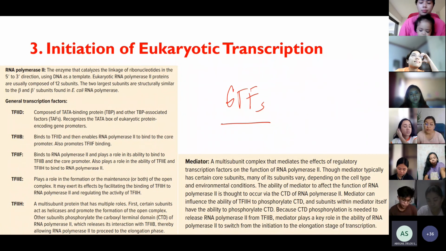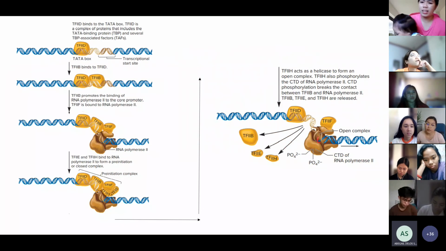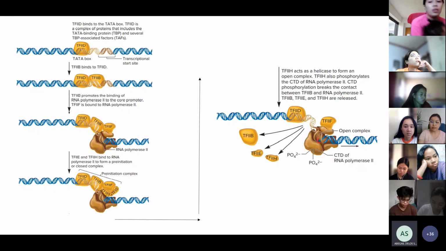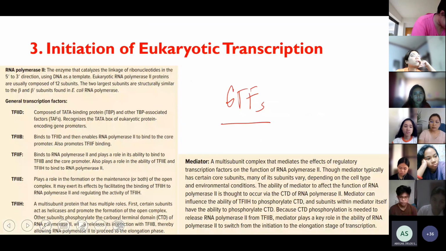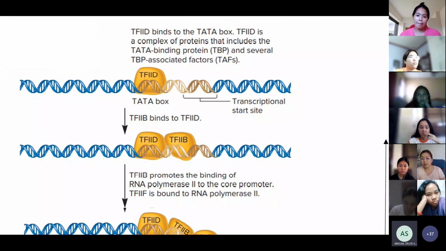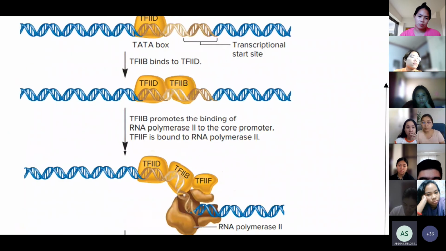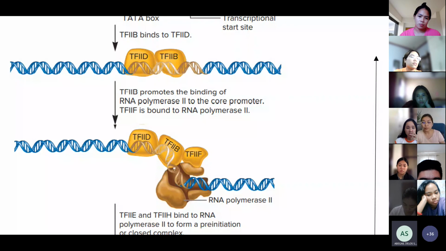If you try and compare, they are still the same, but different factors are at play. So here, try and look at it. This is how it happens for the eukaryotes. You have your TFIID, which would bind to your TATA box. TFIID is a complex of proteins that includes the TATA binding protein and several other factors. And once it has bound, it would promote the binding of the polymerase to the core promoter.